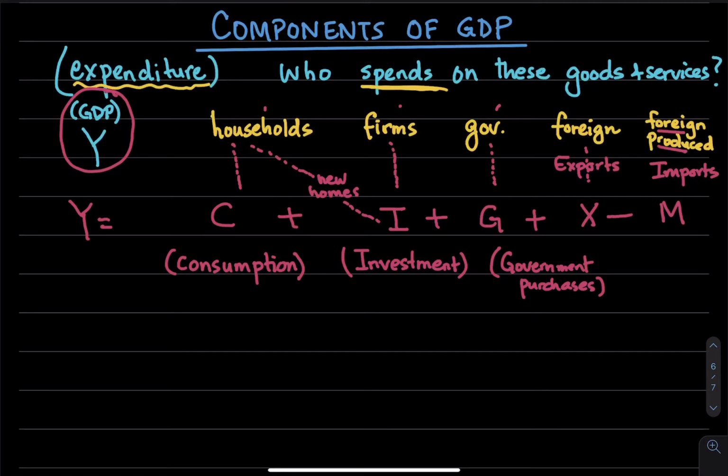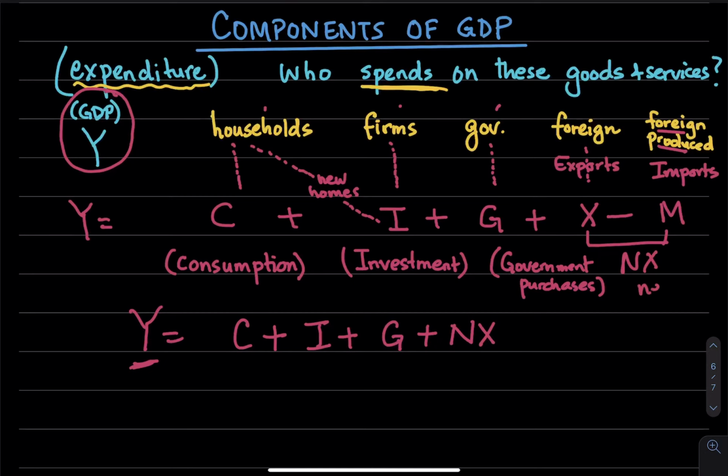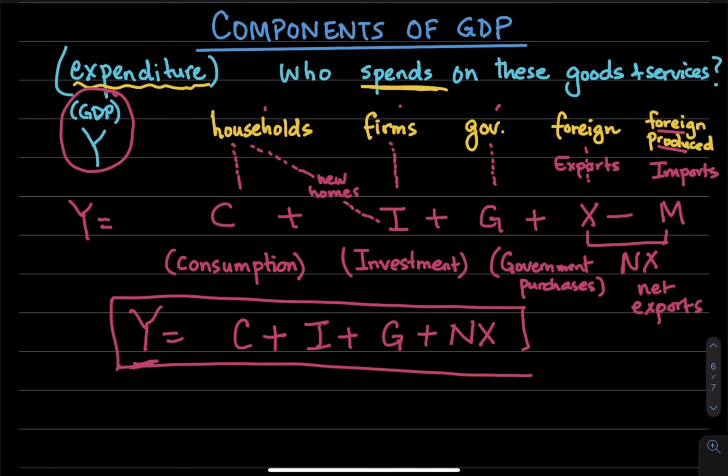Okay, so what we have here is an identity that holds, which is saying that GDP, which is denoted by Y, equals consumption plus investment plus government spending plus X minus M, and we refer to that as net exports. So this term here is also called net exports. Exports less imports. And this identity holds in economic accounting.